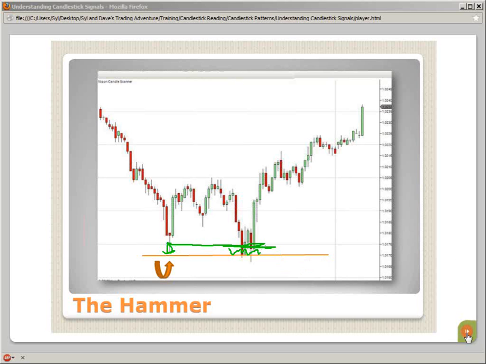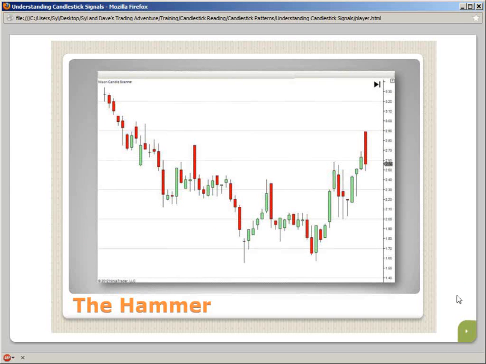All right, what's the next one? So let's take a look. Where's the hammer? Do you see it? Okay, there we go. So there's the hammer right there. So that's pretty obvious, right?